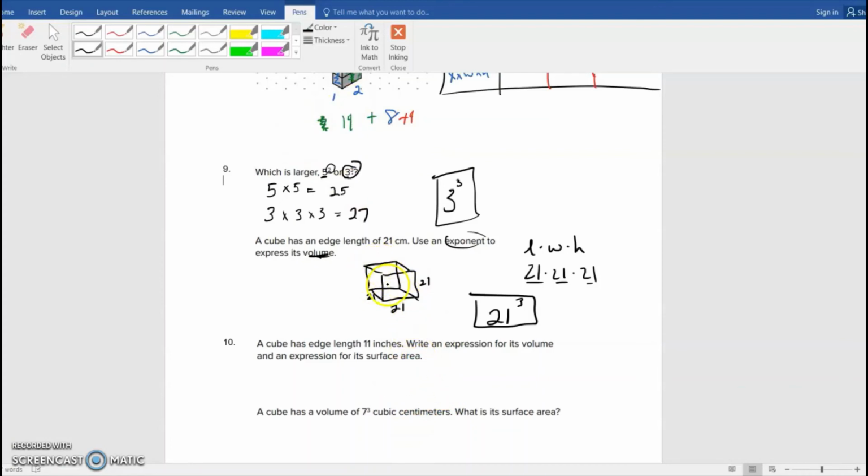Lastly, we have number 10, and it says a cube has an edge length of 11 inches. So again, if you wanted to draw another cube and label each side 11, that might not be a bad idea. It says write an expression for its volume and an expression for its surface area. Well, I know volume is length times width times height. So in a cube, all my sides are the same because my faces are made up of squares. So I would say its volume is equal to 11 times 11 times 11, which is the same thing as 11 cubed. So either of those would work.